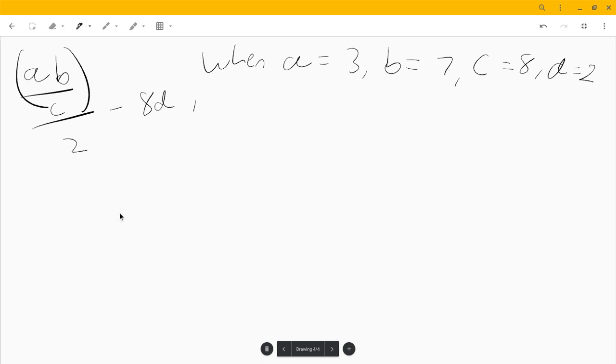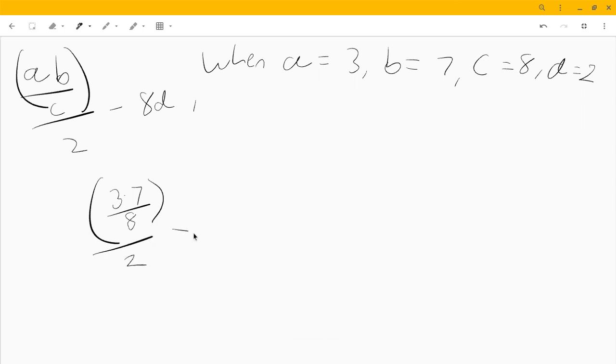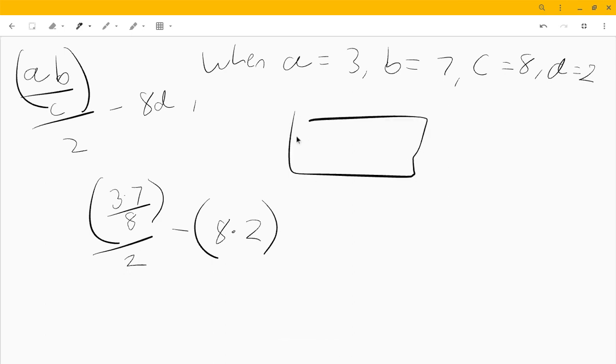So A times B is the same thing as A is 3, B is 7, 3 times 7, boom. So you're left with 3 times 7, divided by C, which is 8, divide that by 8, then divide that by 2. Subtract 8 times D. What is D? D is 2. So we just write down 2. And I'm going to rewrite that thing that I wrote down: x multiplied by 1 over 2 is equal to the same thing as x divided by 2. Make sure you know that.